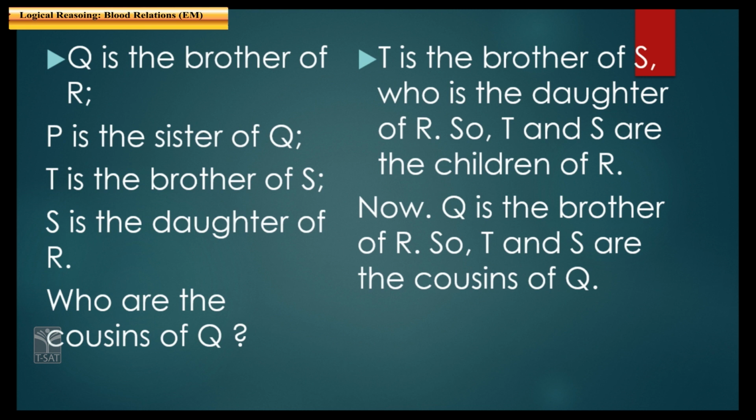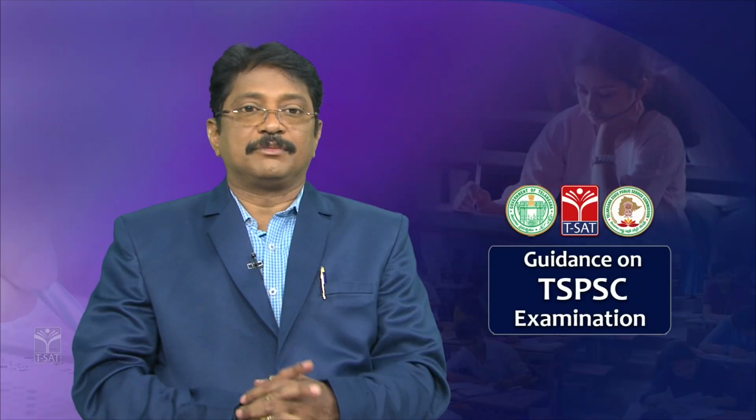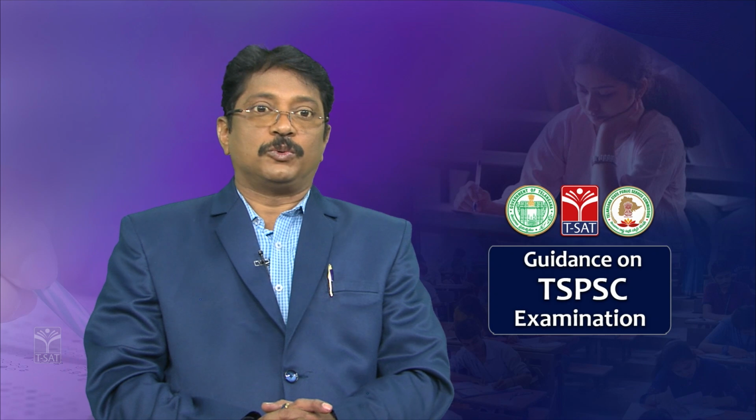So T and S, these two are children of R, and Q is the brother of R. So T and S are the children of R and Q is a brother of R. So definitely T and S will be cousins of Q. Simply we can say T and S are the cousins of Q. Clear? Okay. Now we will see one more.